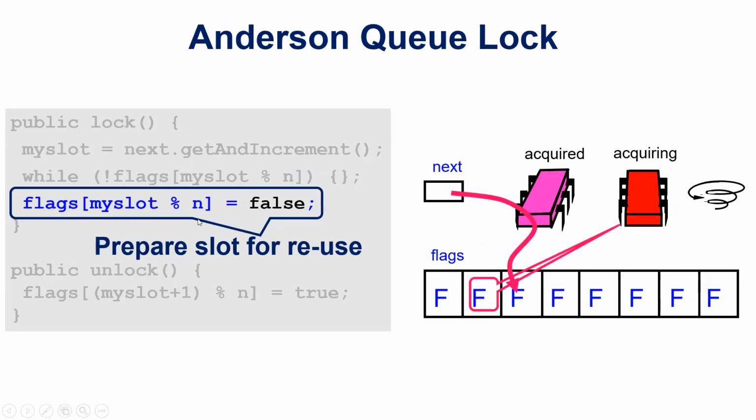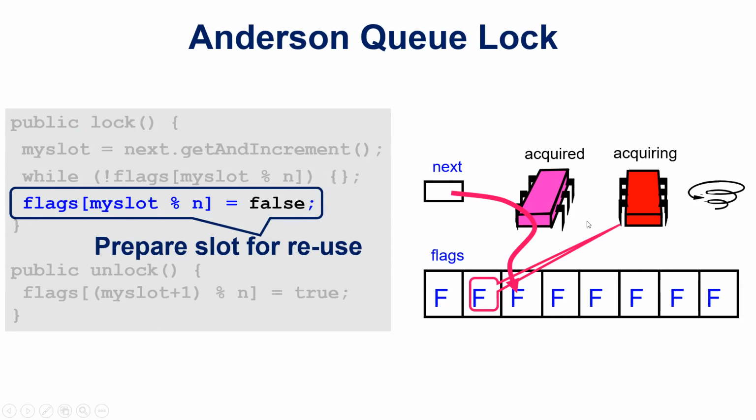After that, if any thread wants to release the lock, before that it will change flags[my slot modulus n], I mean that particular thread index, to false. Why? Because some other thread can come and reuse it. So for that purpose, we are resetting that.